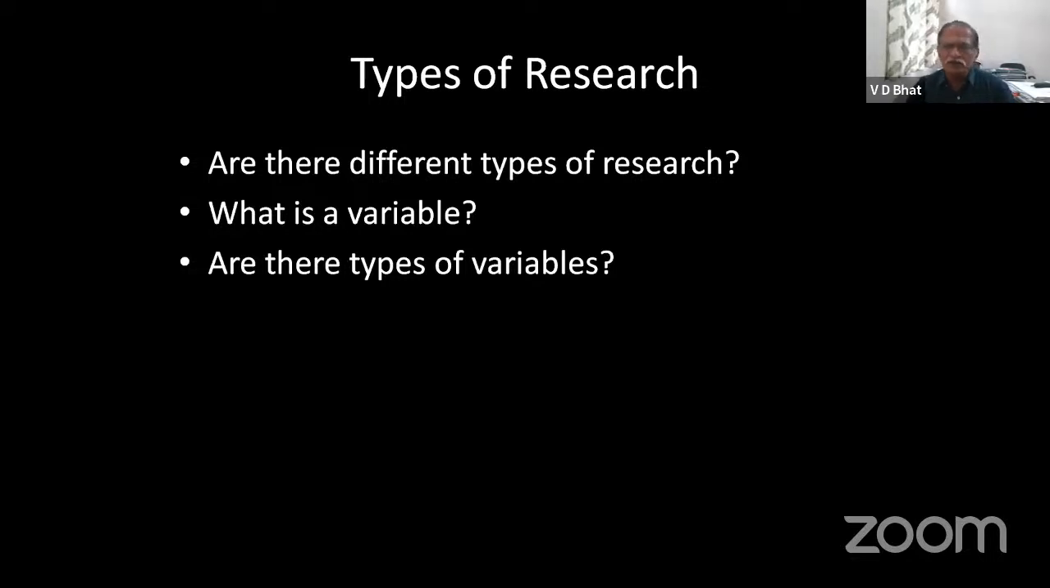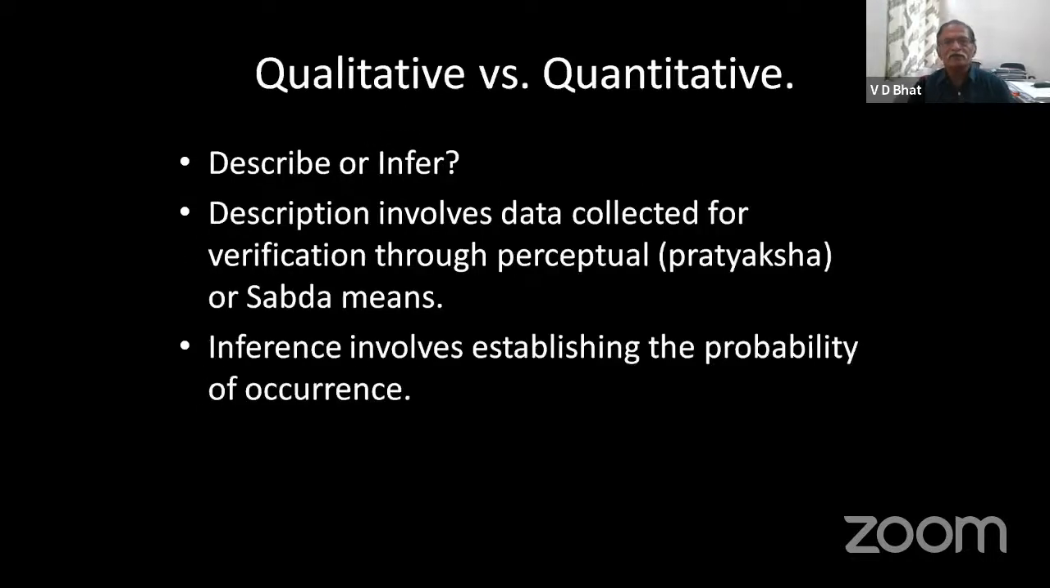There can also be intervening and confounding variables, and we are not interested in studying the confounding variables or intervening variables. We are interested in studying the relationship between independent and dependent variables, right? So there is more than one way of classifying variables. Let me come to this.